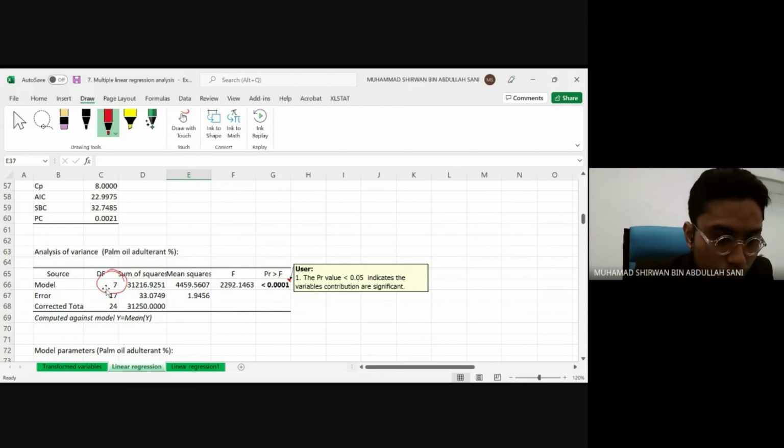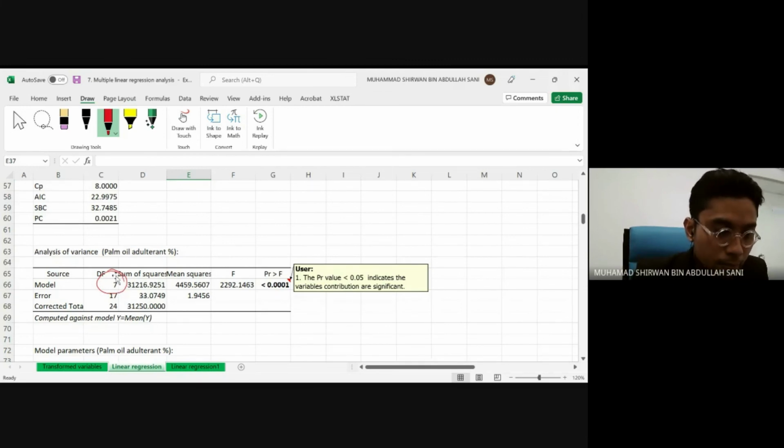How do we know? How to check? You have to check the probability value. The probability value that we get is 0.0001, which is lower than 0.05. That will support the claim that all the 7 variables are significant in our MLR model. If it is more than 0.05, that indicates the variable does not significantly contribute to developing the model itself.